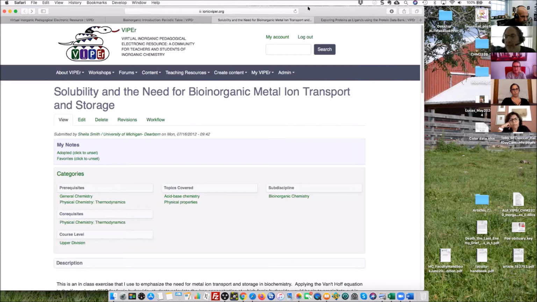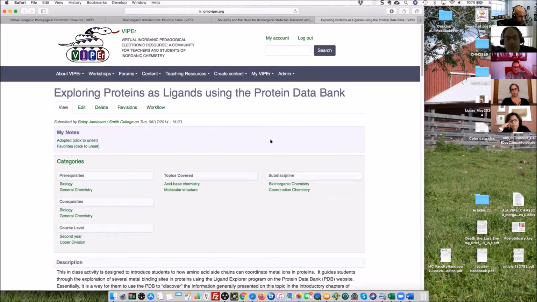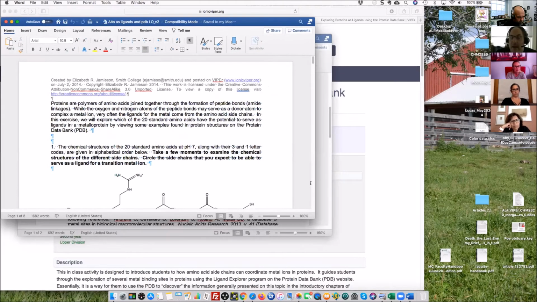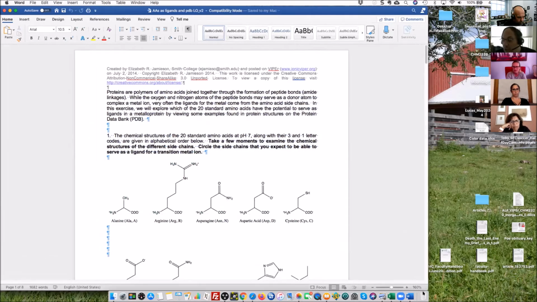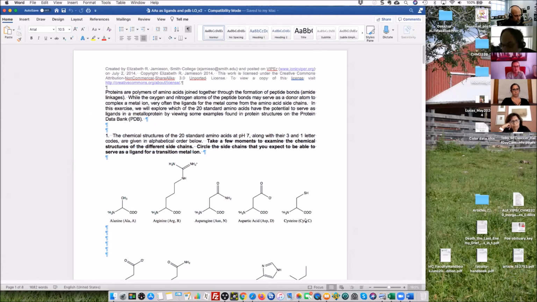And then the third one that I just quickly want to mention is, now that we've talked about the fact that we don't have these ions freely floating in our blood, where do they exist? I talk about how we have proteins that bind these metals. And then Betsy Jameson has a really great LO where she uses structures from the PDB to have students look at how metals are bound to proteins. I usually assign this as an out of class assignment. I usually start a class where I quickly go through the PDB, I give my students a quick introduction, and then I ask them to do this.